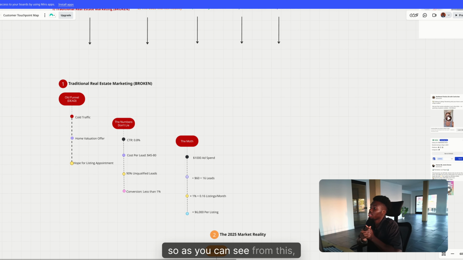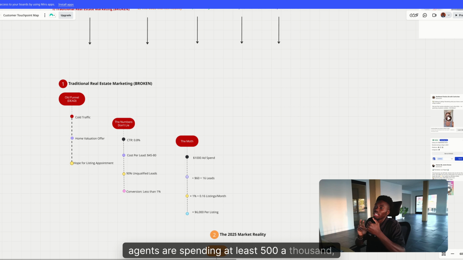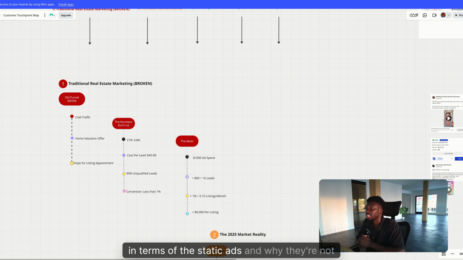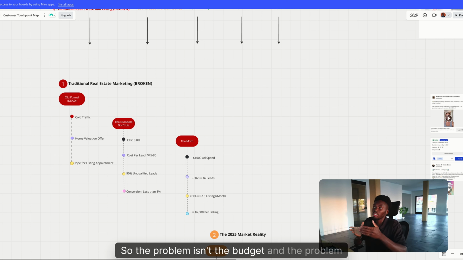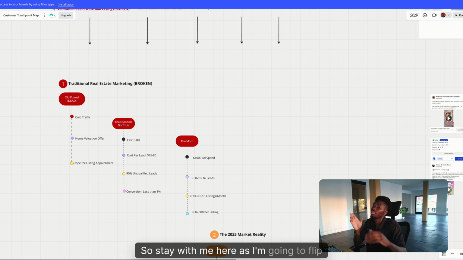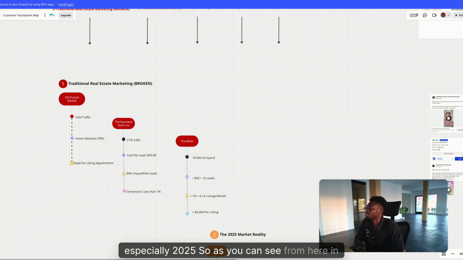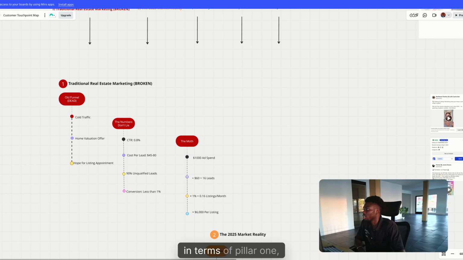All right, so as you can see, agents are spending at least $500, $1,000, sometimes even $2,000 a day on static ads like this, and they're not getting quality leads. The problem isn't the budget, and the problem isn't Facebook. The problem is you're advertising to the wrong people, at the wrong time, with the wrong message. So stay with me here as I flip how you think about real estate advertising, especially in 2025.